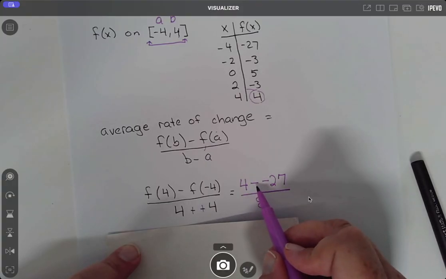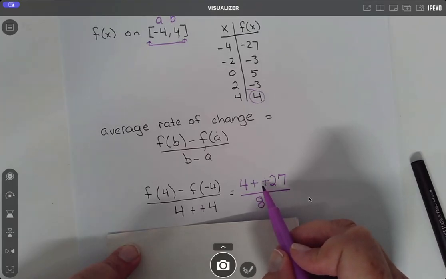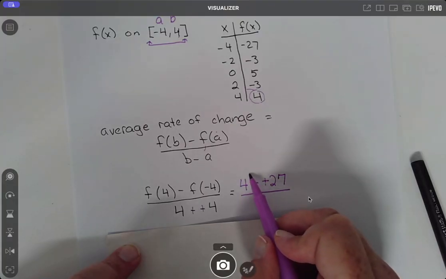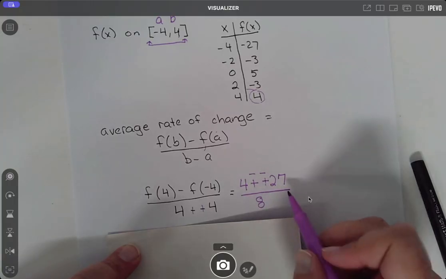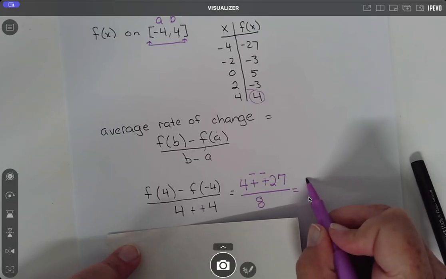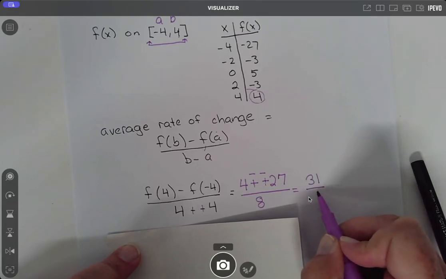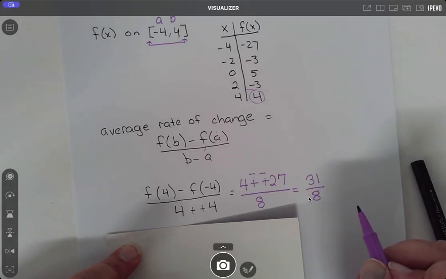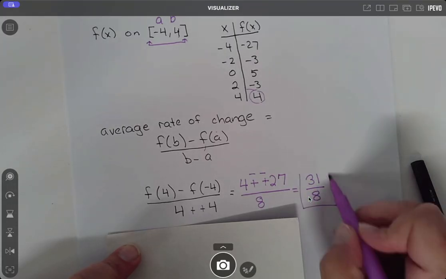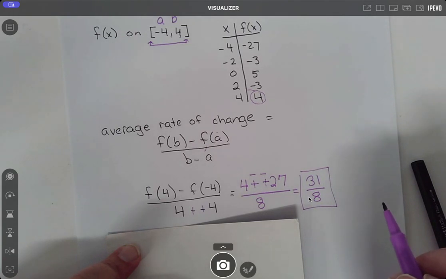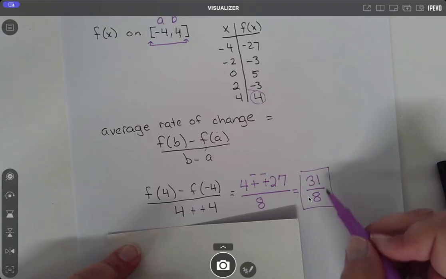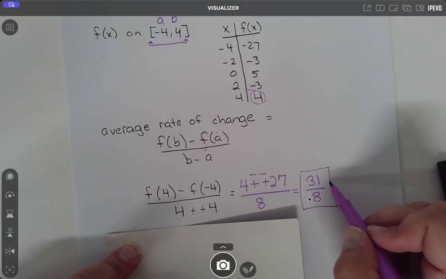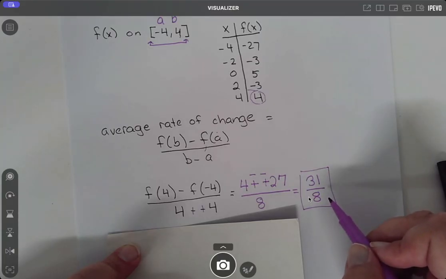And I have 4 minus negative 27 here. So I'm going to make these into plus signs. The only time you do that, by the way, is if you have a negative in between two numbers. And so when I add these together, I get 31 over 8. That's my answer. This is a no calculator problem, so I don't have to simplify. I don't have to put this answer in a calculator. This fraction doesn't simplify, so I'm done.